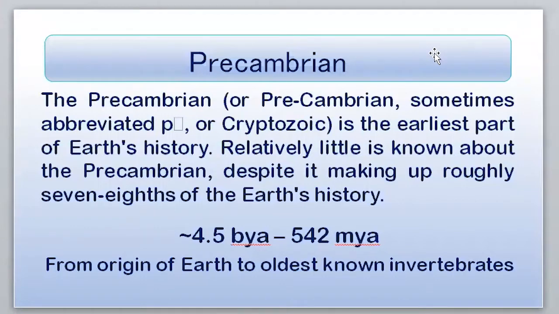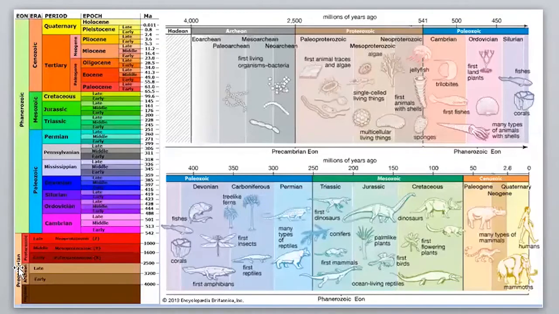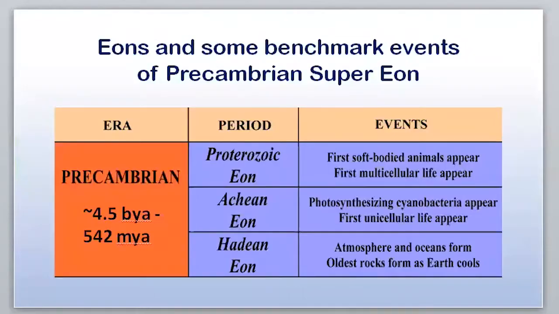But what we know about these time periods is very small, and it's very little about the animals and the flora that lived in those periods of the Pre-Cambrian super eon. Anyway, this Pre-Cambrian super eon is divided into 3 eons: Hadean, Archean, and Proterozoic. These are the eons included in the Pre-Cambrian super eon. Proterozoic, Archean, Hadean. Hadean is the first eon of Earth history.